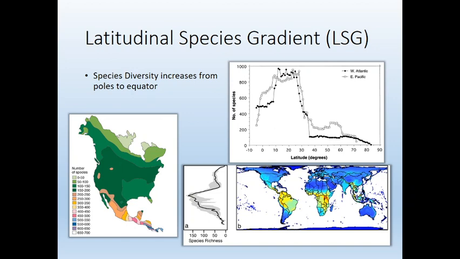So now I want to talk about one of the most common ways that diversity is distributed across space on our planet. And that has to do with the latitudinal species gradient. What this means is that there are basically more species at the equator. So species diversity increases from the poles to the equator.